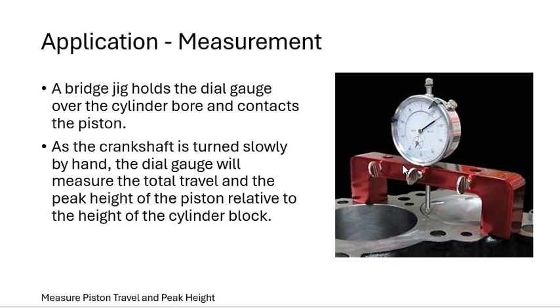Our next one is measurement. We use this instrument to measure, so that's another application. Here you can see the bridge jig holding this dial gauge over the cylinder bore, and it contacts the piston. As we turn the crankshaft by hand, this dial gauge is going to measure the total travel and the peak height of that piston relative to the height of that cylinder block.